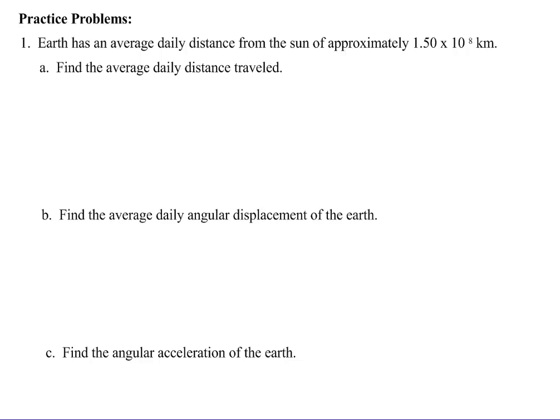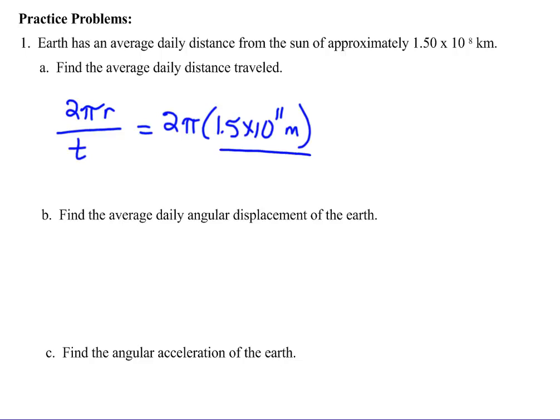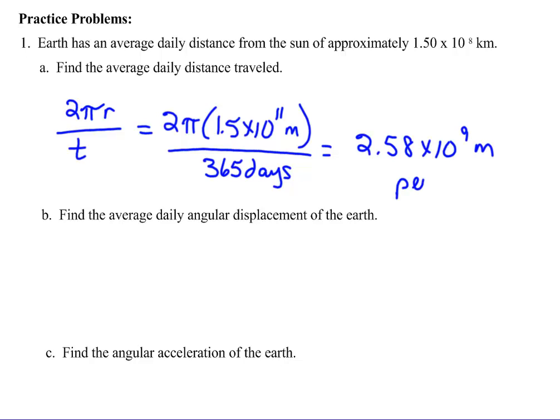Well, one way to do it is to find the circumference of the orbit. So we'll take 2 times pi times the radius and divide it by the time. And that will give us the distance traveled per day, since we're looking for average daily distance. 2 times pi times 1.5 times 10 to the 11 meters, and we'll divide it by 365 days, since that's how many days there are in a year. What we get is 2.58 times 10 to the 9th meters, and that's per day.